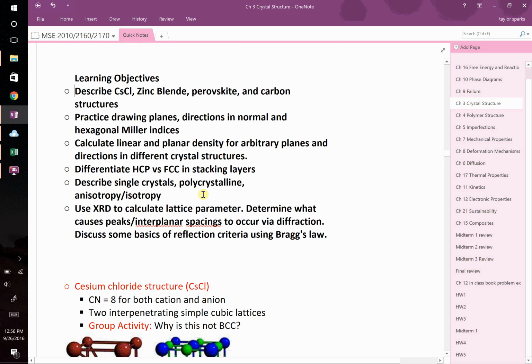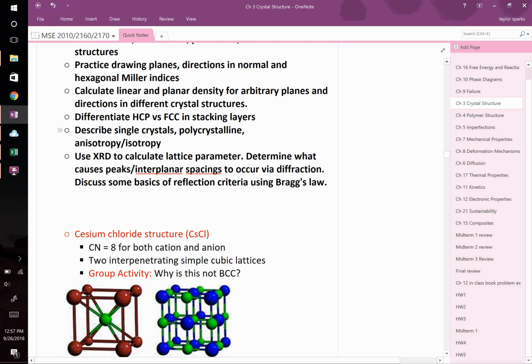We're going to talk about a few other crystal structure types, namely the cesium chloride structure, zincblende, perovskite, and a few of the different carbon structures. We'll practice drawing planes and directions, since we need a way that anyone in the world could talk about the exact same plane and direction. We have some formalism that we follow. We'll calculate linear and planar density, and talk about how you can stack differently to get different layers forming. By the end, I hope to get to single versus polycrystalline materials and even X-ray diffraction. We probably won't quite get that far, so we'll probably need one more lecture on this.